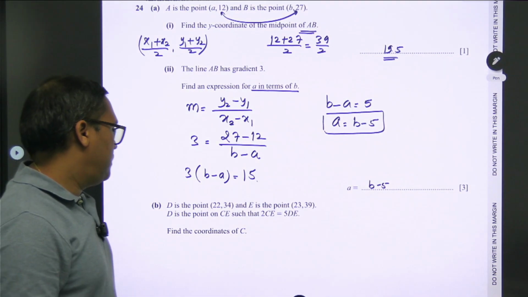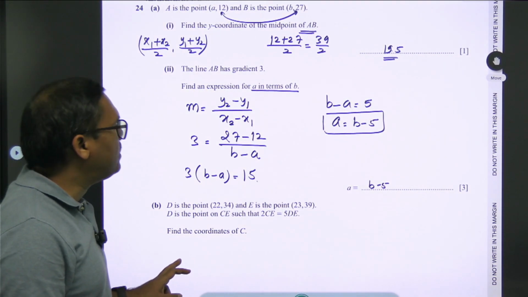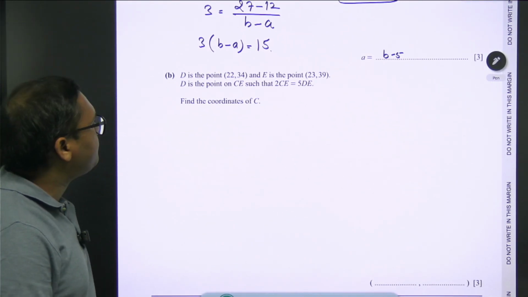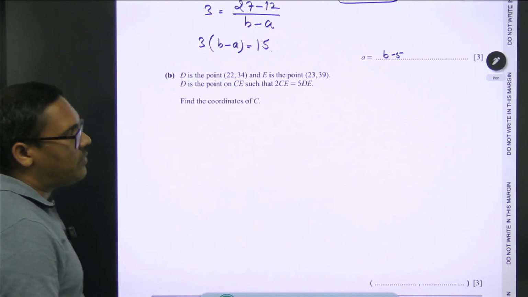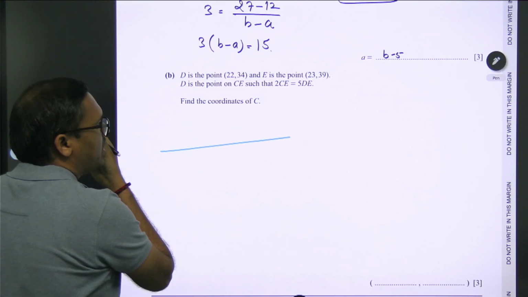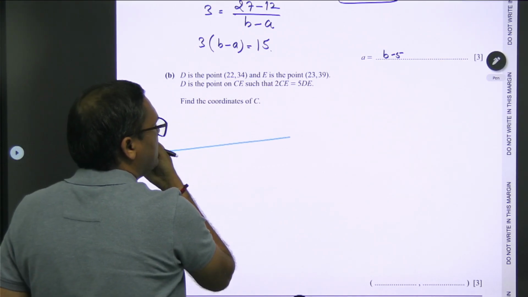Okay, so now the next question. This one is an interesting question. Here the question says D is the point (22, 34). So let's draw a sketch for this. D is a point on CE.